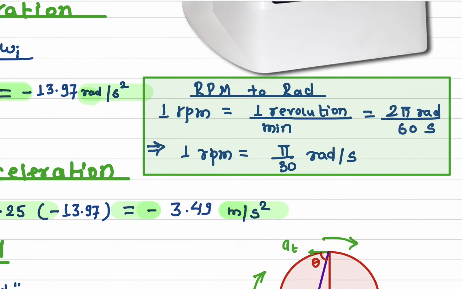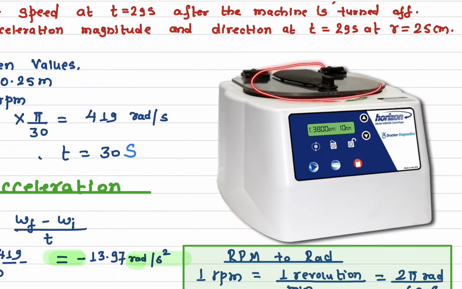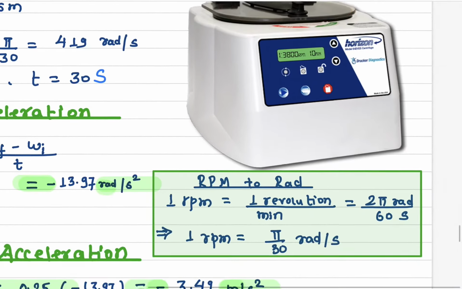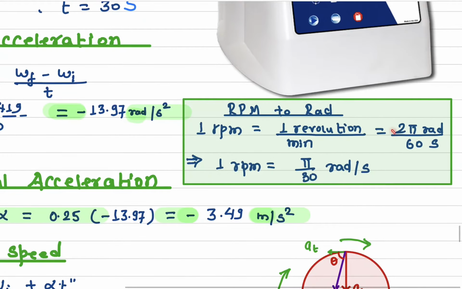So here is the formula: rpm to radians. 1 rpm is 1 revolution per minute, and 1 revolution is 2 pi radians. That means if it makes 1 complete revolution, then the total angle is 2 pi radians, and 1 minute is 60 seconds. So 2 over 60 is 1 over 30. So in order to change from rpm to radians per second, you simply multiply by pi over 30.